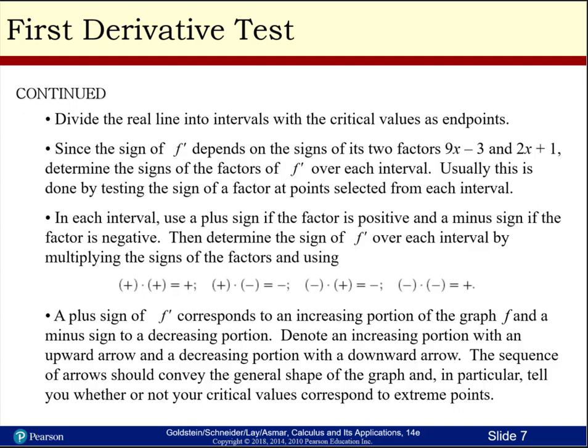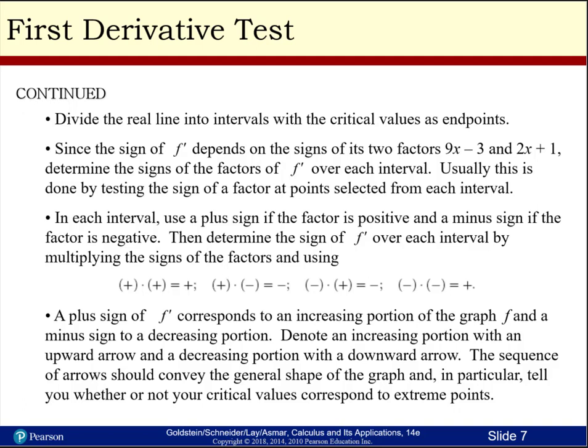In each interval, use a plus sign if the factor is positive and a minus sign if the factor is negative. Then determine the sign of f prime over each interval by multiplying the signs. Since this was two factors, we'll have two signs that are multiplied together. A plus sign of f prime corresponds to an increasing portion of the graph f, and a minus sign corresponds to a decreasing portion. Denote an increasing portion with an up arrow and a decreasing portion with a down arrow.